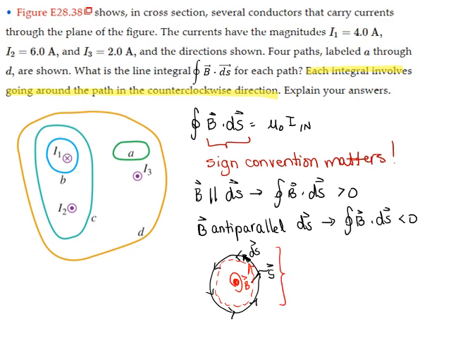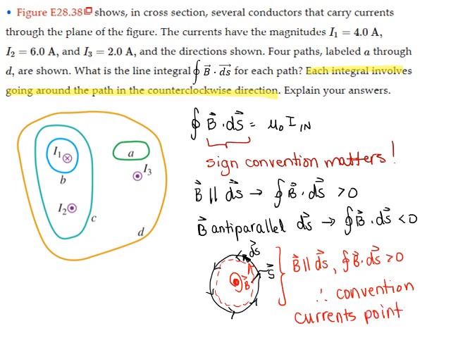So in this case, B and ds are parallel. So our integral of B dot ds is positive. Therefore, our convention is that currents which point out of the page are positive. So it's important to read every little bit of a problem before you get started. Now that we've got our convention settled, we'll go ahead and solve our problem.